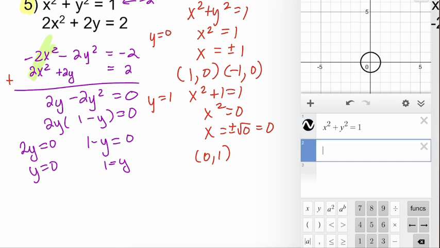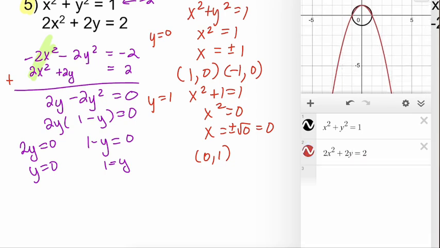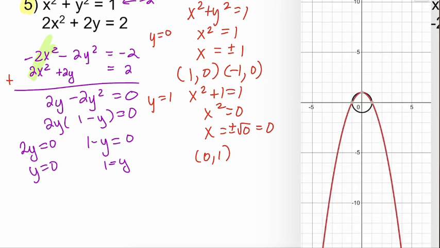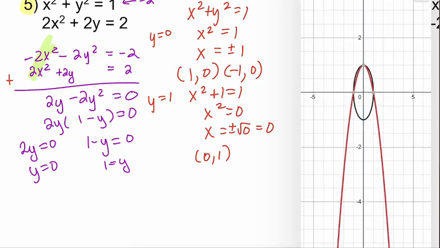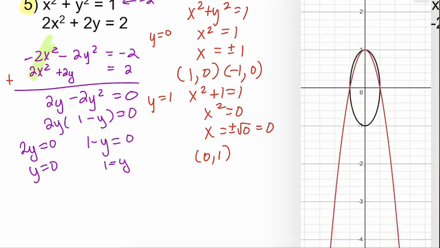That's a circle with radius 1. The other is a parabola pointing downward, 2x squared plus 2y equals 2. And it just so happens that the way that it lines up, we do indeed hit the circle in 3 places. So that's why that one ended up with 3 solutions.